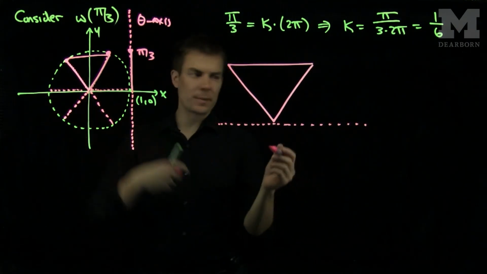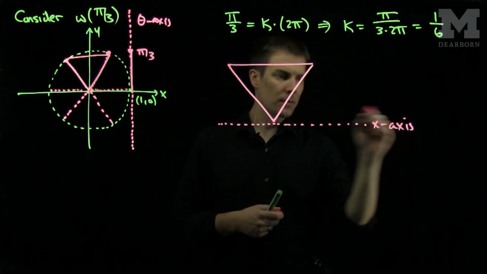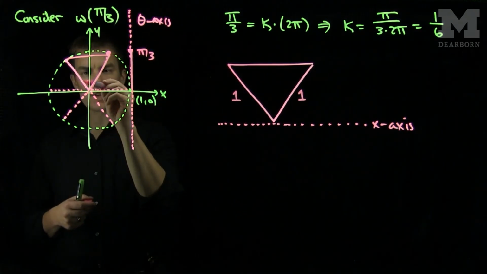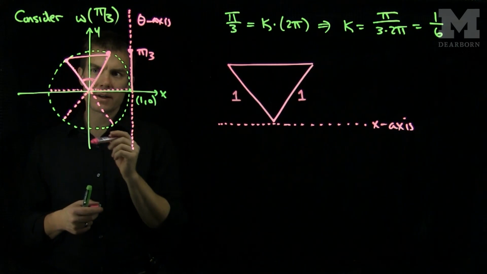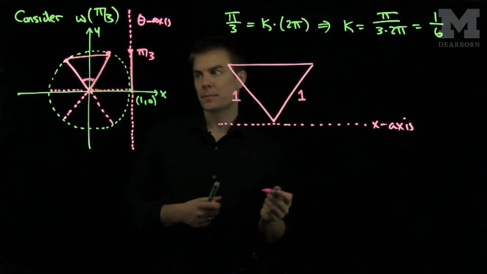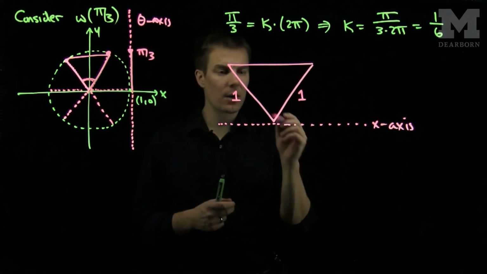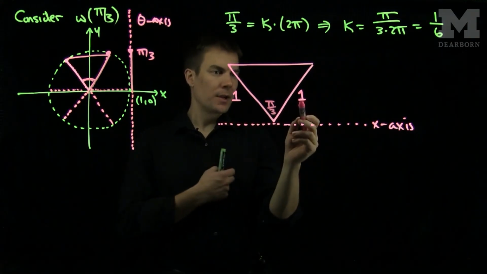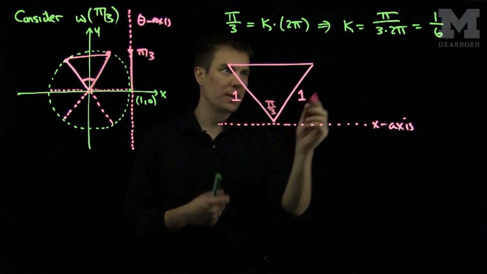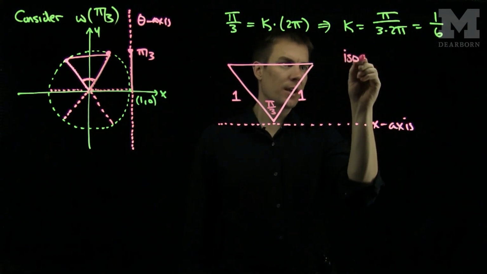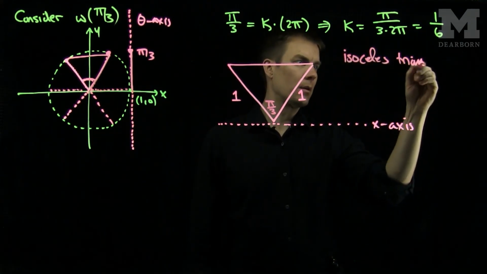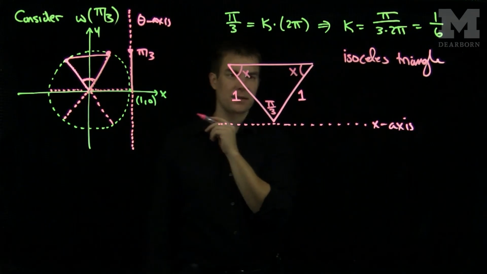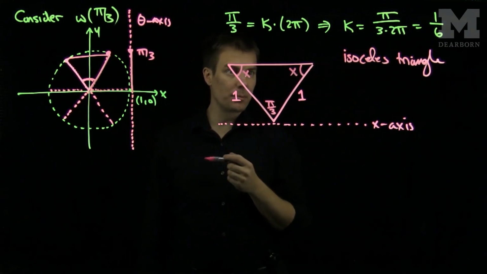Where this dotted line over here corresponds to the x-axis. We know that this has a unit length of 1. This has a unit length of 1. And we know that this angle over here is 1 sixth of 2 pi. So 1 sixth of 2 pi is going to be pi over 3. And we'd like to find these other angles over here. Since this number over here is 1 and this number over here is 1, this is an isosceles triangle, which means that this angle over here, we'll call it x, has to be equal to this angle over here, x. So we'd like to find out what x is going to be.